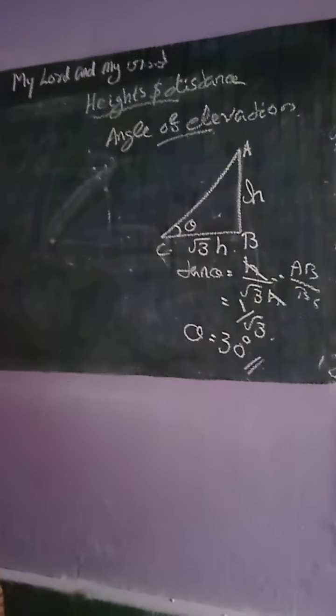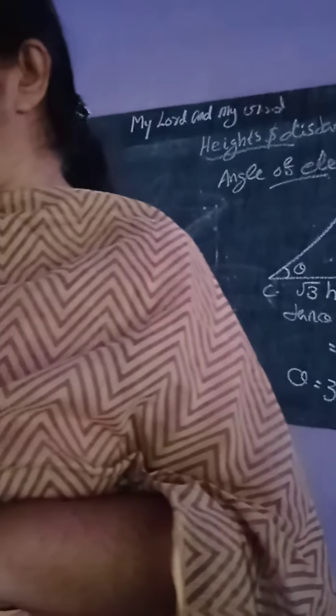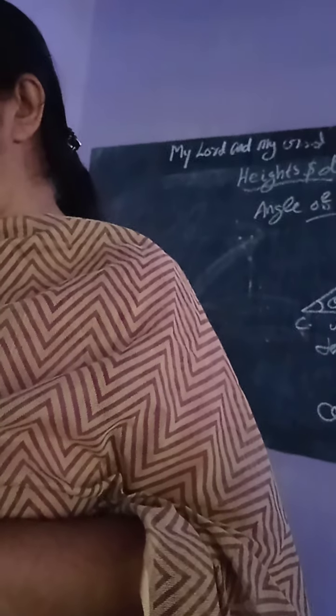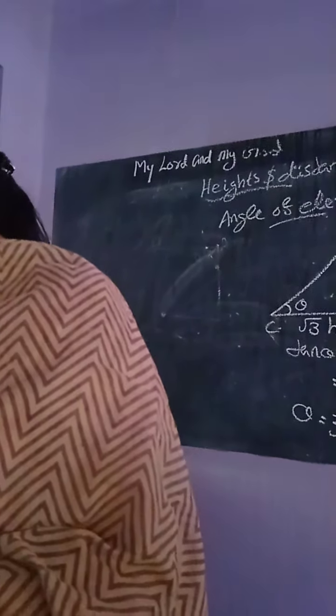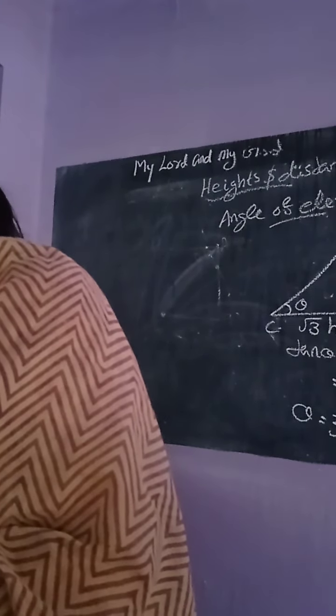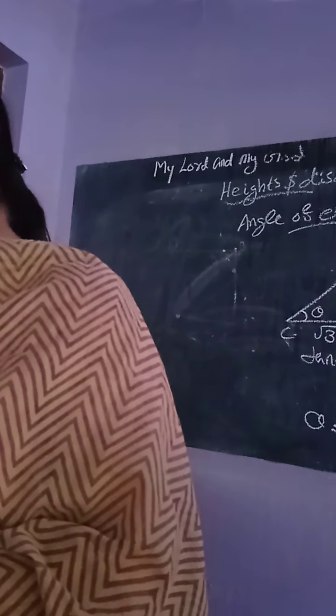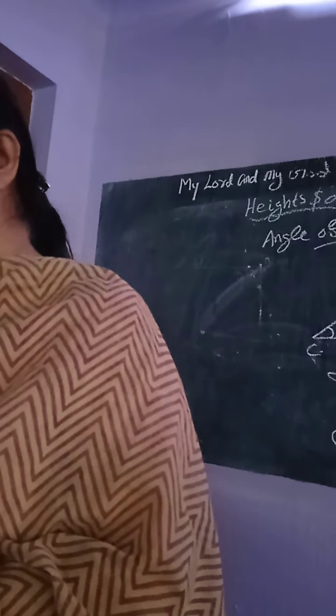I will read the question. The angle of elevation of the top of a tower, at a distance of 120 meter from its foot on the horizontal plane, is found to be 30 degree. Find the height of the tower.